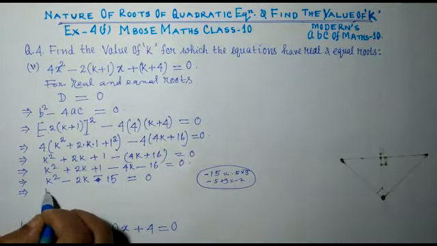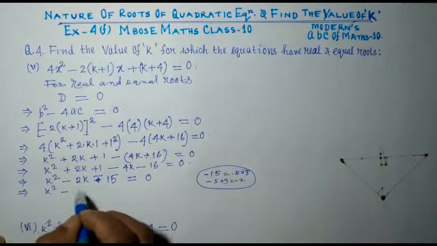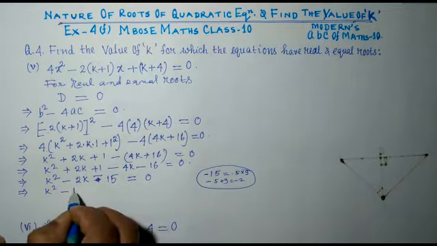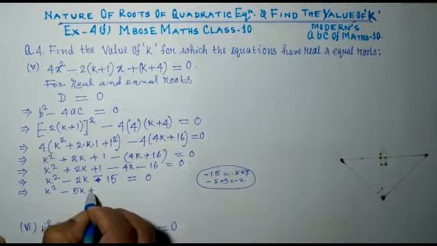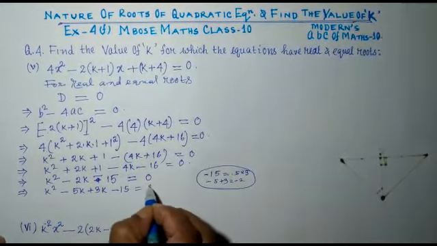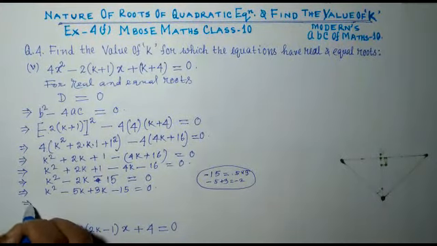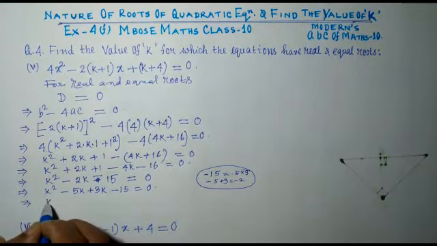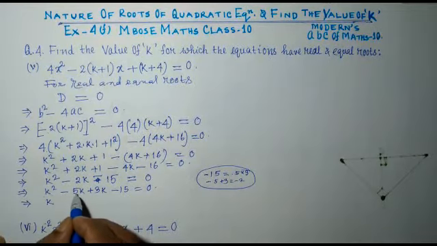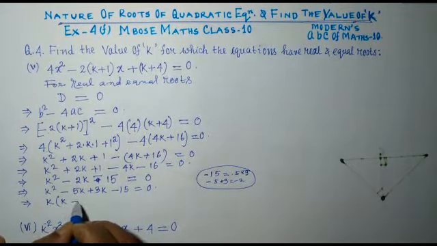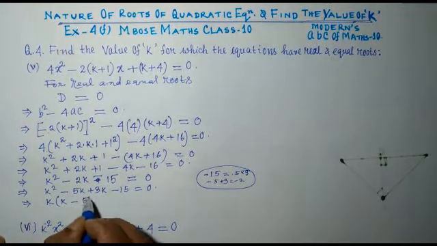So we write here k square. In place of minus 2k, we will write minus 5k plus 3k, minus 15 is equal to 0. And take from the first two terms, k square minus 5k. We see the common is k. Here k square and here is minus 5k. K is common. We can divide both of them by k. So here divide by k, there will be another k. Here divide by k, here will be 5.